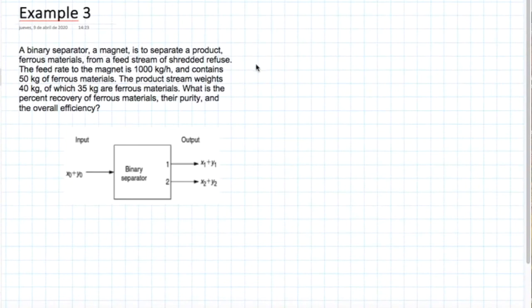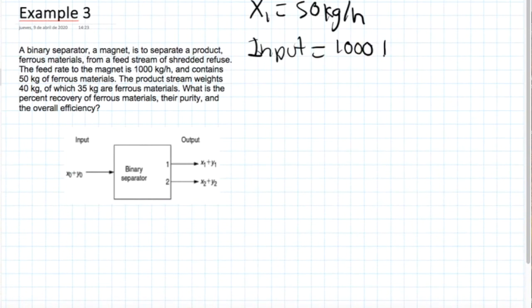Okay, we're going to start now with the example. Let's first organize the information that we have. So we have the value of x1, that is 50 kilograms per hour. Everything is per hour, by the way. We have the total input flow, which is 1000 kilograms per hour. So now we already know the value of y0, which should be 950 kilograms per hour.